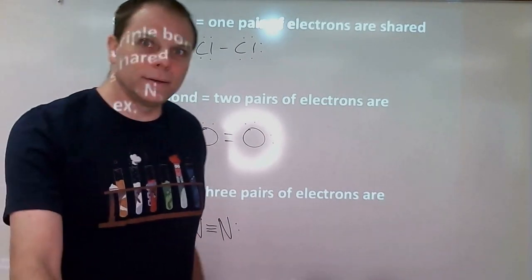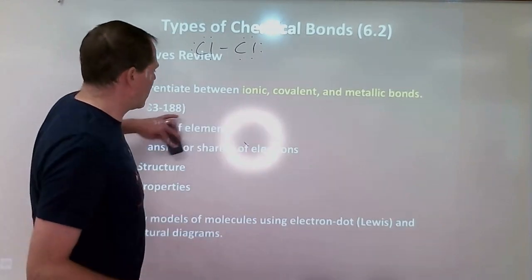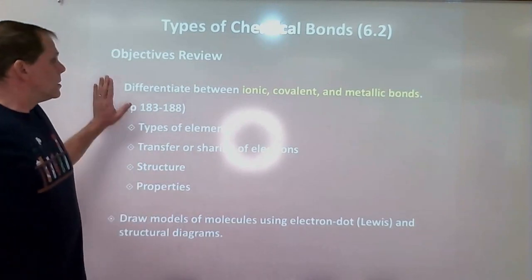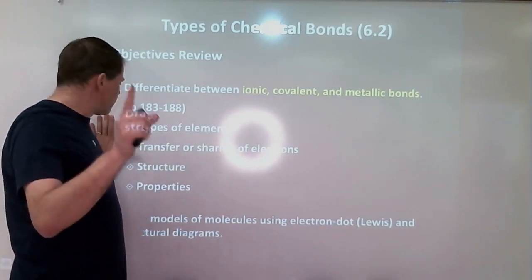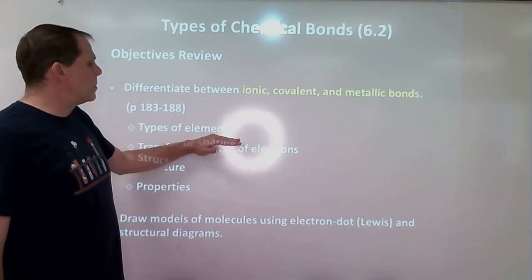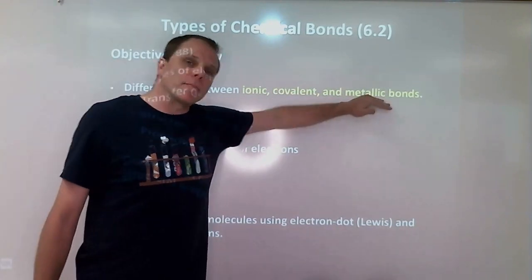So, learned a lot, haven't you? Lots of stuff you've learned. Let's see what you've learned, okay? Let's go through our objectives and review these. Can we differentiate between ionic, covalent, metallic bonds? Yahoo! Sure can. Okay? Our types of elements. We know that element types, ionic, metal, nonmetal. Covalent, nonmetal, nonmetal. Metallic, metal, metal.